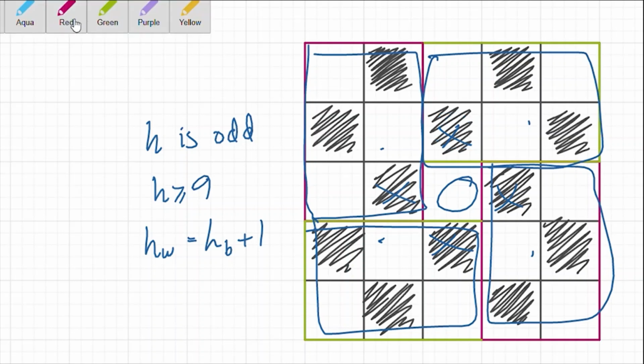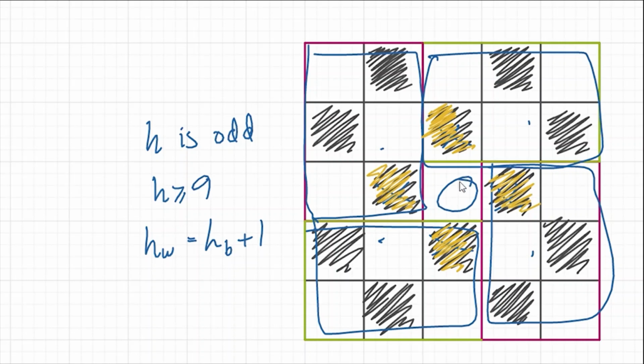So maybe let's add that in, let's go yellow. So yellow here represents part of a domino. So that's part of a domino, that's part of a domino, and we've got a white hole in the middle. So we now know that out of what's left, we need to have at least 4 white holes and at least 4 black holes. And I want to prove that that's impossible. Okay, so we know that we're going to have at least 4 black holes and at least 5 white holes.